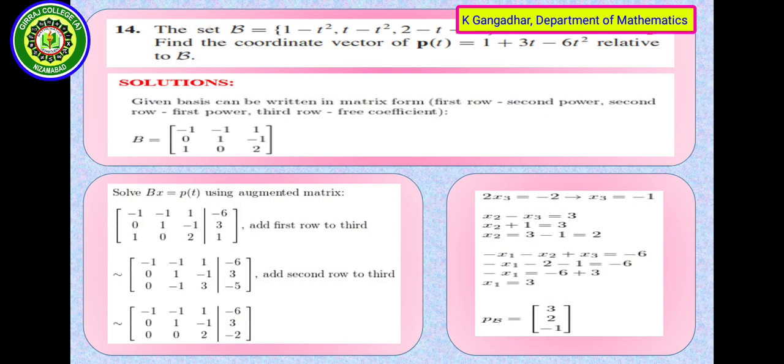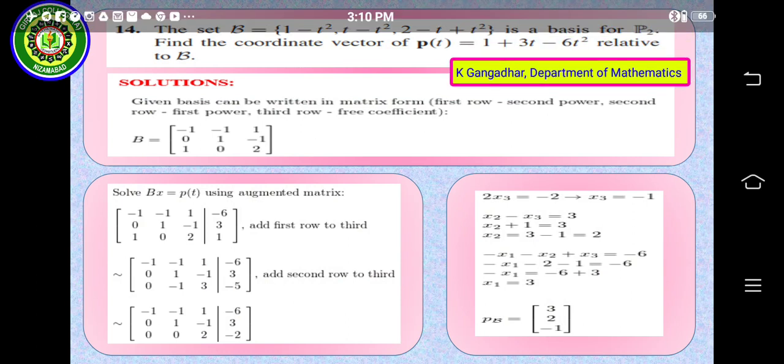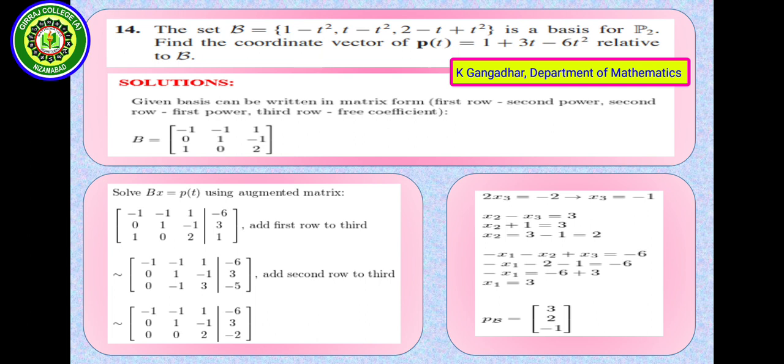Next, the same model problem. The set B equals {1 - t^2, t, 2 - 2t + t^2}, and p(t) = 1 + 3t - 6t^2 relative to the basis B. First we write p(t) as a linear combination of the given vectors, C1 V1 plus C2 V2 plus C3 V3. So we write equations, and those equations we write in matrix form, Ax = b form.